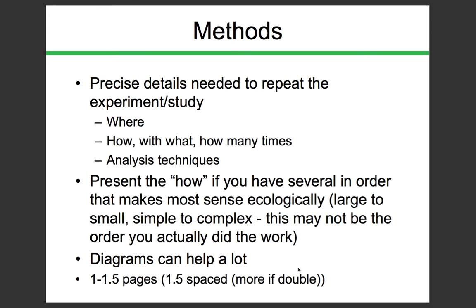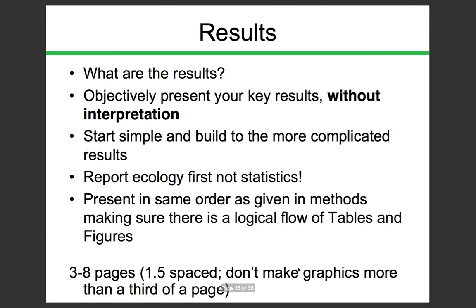Diagrams can help, but in this case it may not be so necessary. You could make them into appendices that showed sampling diagrams or gave a list of georeference points of where you sampled, for example. This should be, I would say, 1.5 to 2 pages, double spaced. Yeah, that sounds about right. So the results.